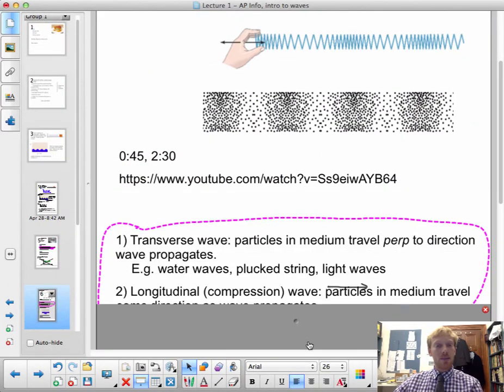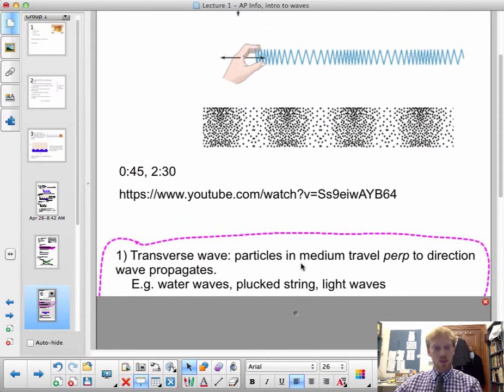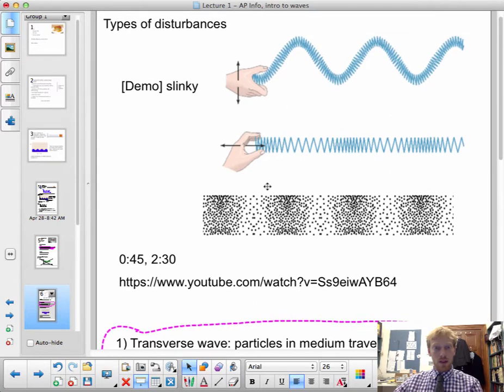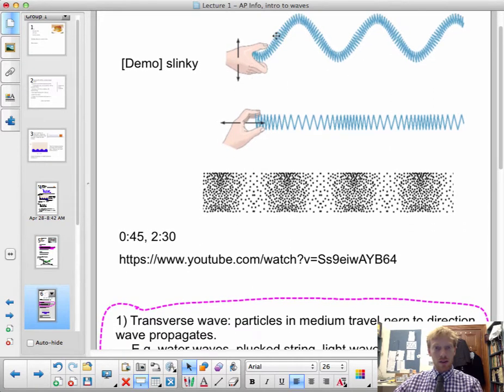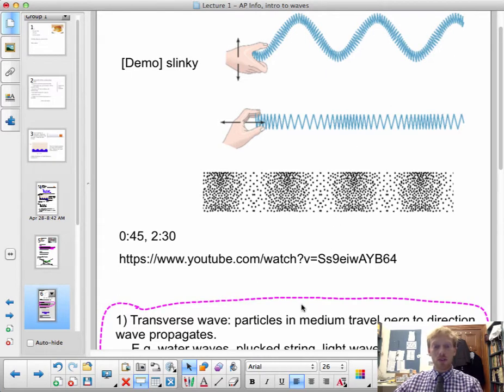That typifies what's called a transverse wave. In this picture here, bits of slinky travel up and down, but the wave itself travels to the right. In other words, the particles in the medium are traveling perpendicular to the direction of the wave's propagation. I'll draw on here the direction of the wave's propagation.